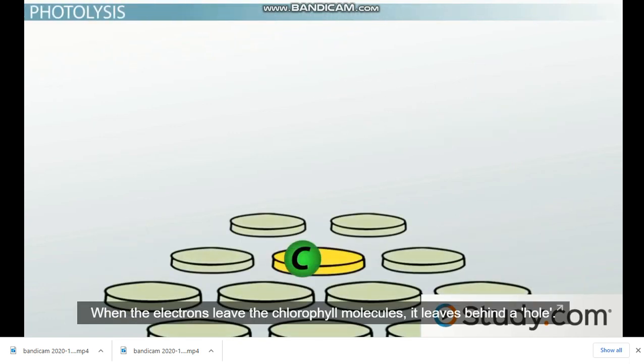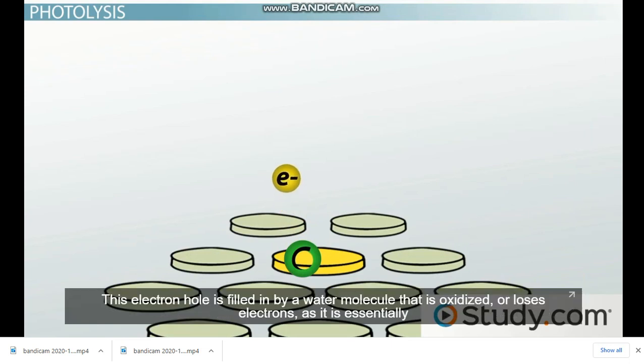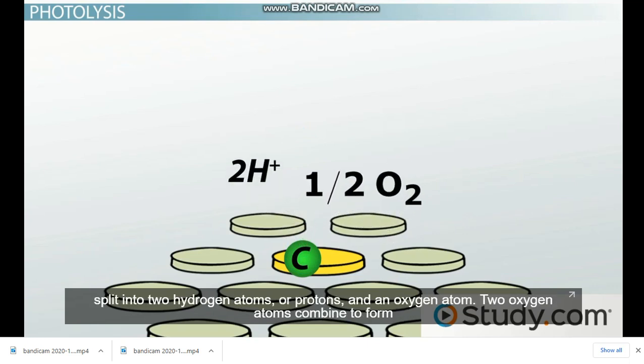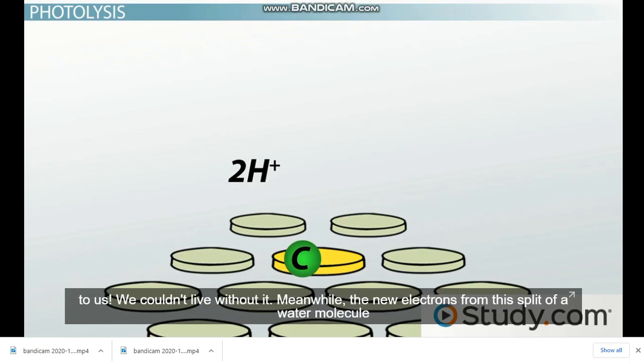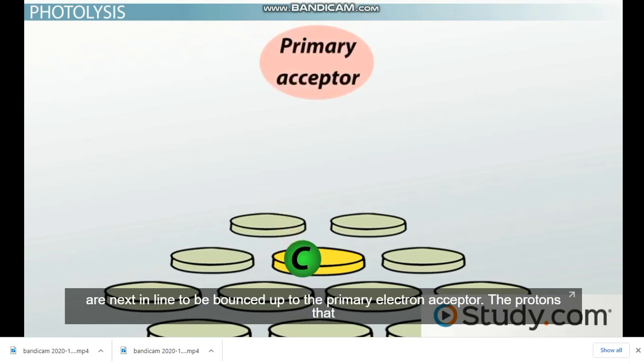When the electrons leave the chlorophyll molecules, it leaves behind a hole. This electron hole is filled in by a water molecule that is oxidized, or loses electrons, as it essentially splits into two hydrogen atoms, or protons, and an oxygen atom. Two oxygen atoms combine to form one molecule of oxygen gas that gets released as a waste. Of course, this is waste to the plant, but it's gold to us, and we couldn't live without it. Meanwhile, the new electrons from the split of the water molecule are next in line to be bounced up to the primary electron acceptor. The protons that are released help create the proton gradient in the thylakoid lumen, important to making ATP.